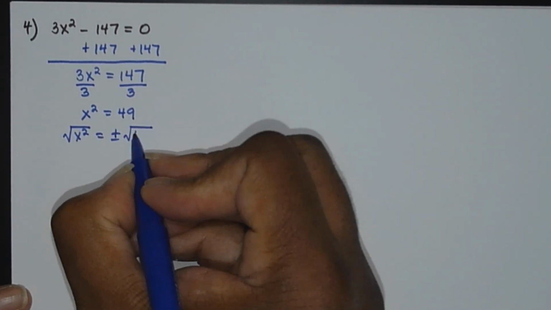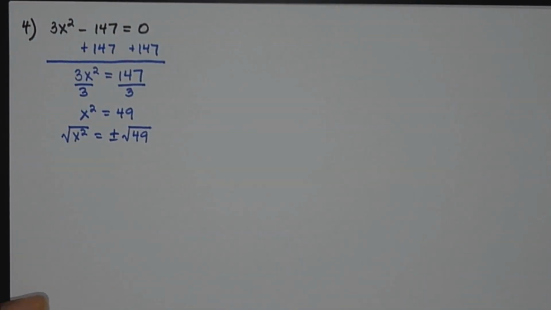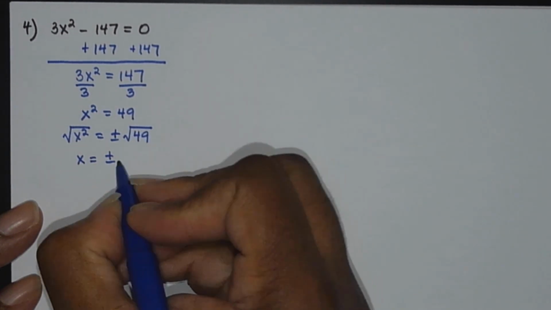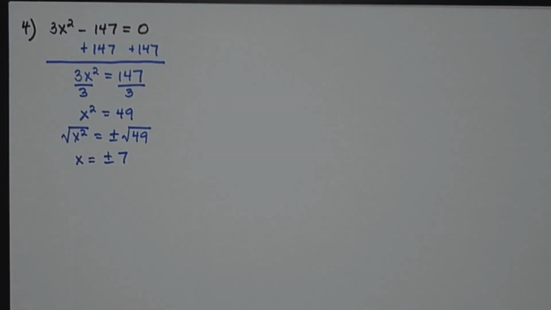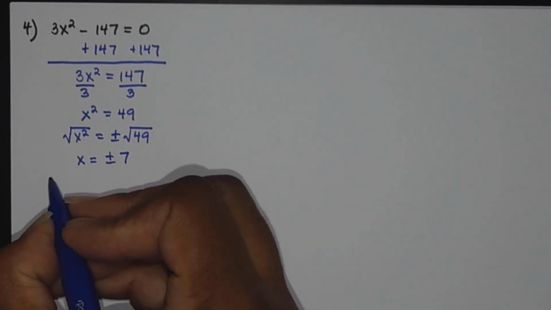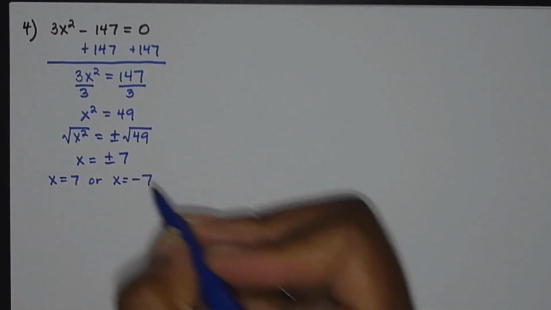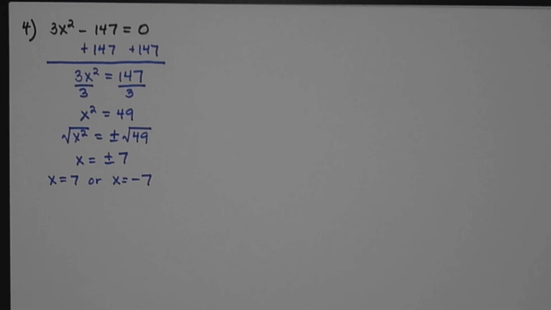Plus or minus. Anytime you take the square root on both sides of an equation, you have to include plus or minus. So the square root of x squared will be x, and that's equal to plus or minus. Square root of 49 is 7. Now you can leave your answer like this as x equal plus or minus 7. Or you can write it like this. X equals 7 or x equal negative 7. Okay. Are there any questions about problem number 4?